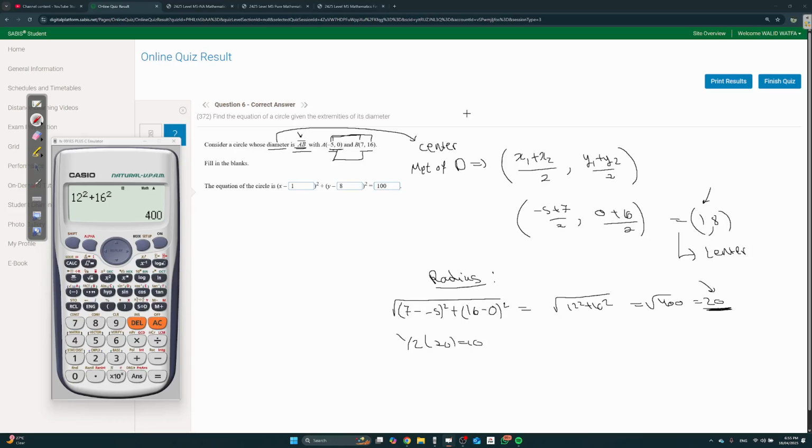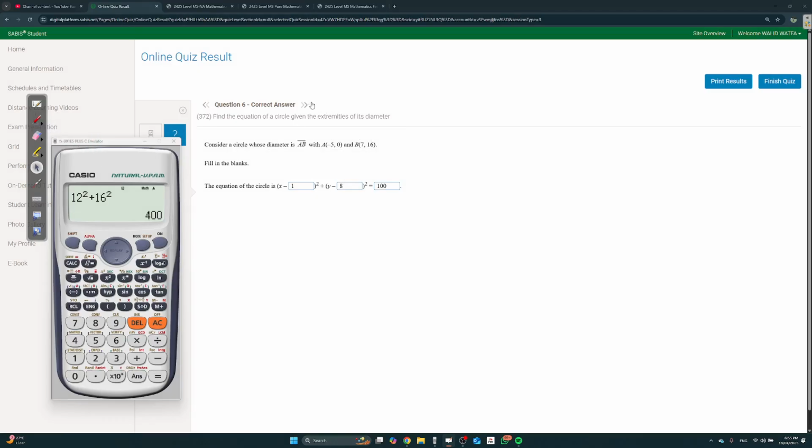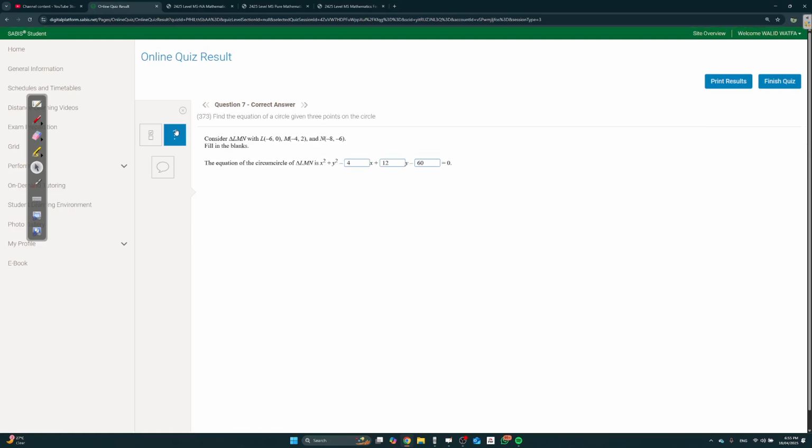Okay, which is 10. We now know that the radius is 10 and we know the coordinates of the center, so we can simply do (h, k), right? So x minus the x coordinate 1 squared plus y minus the y coordinate 8 squared is equal to r squared, so 10 squared, which is 100. Very simple and nice.